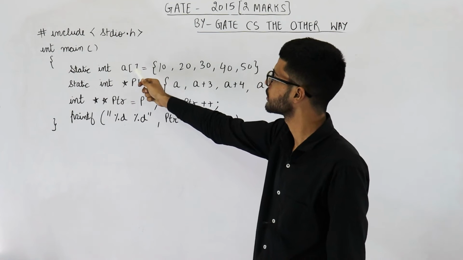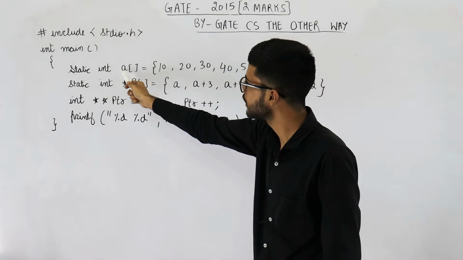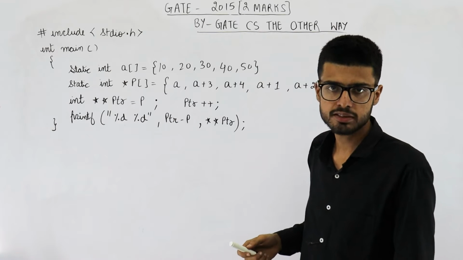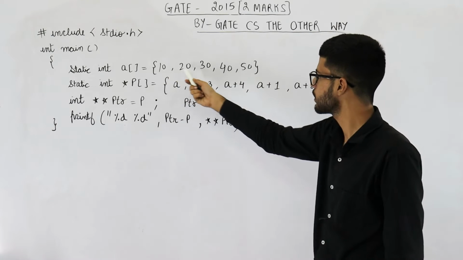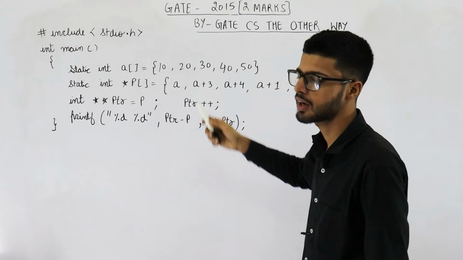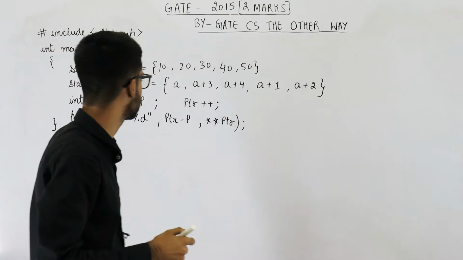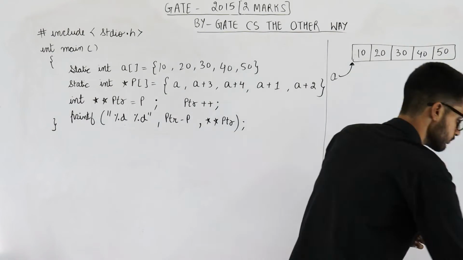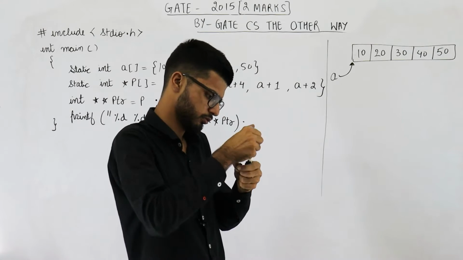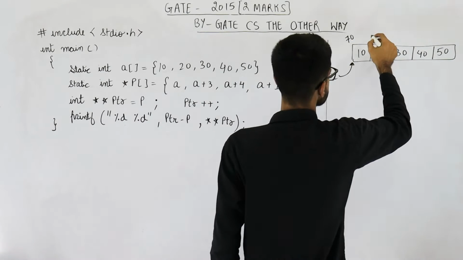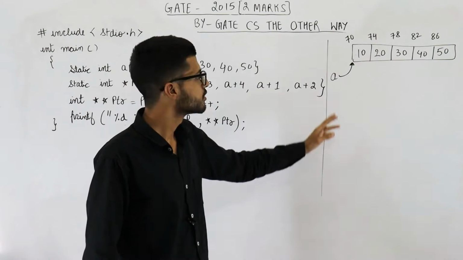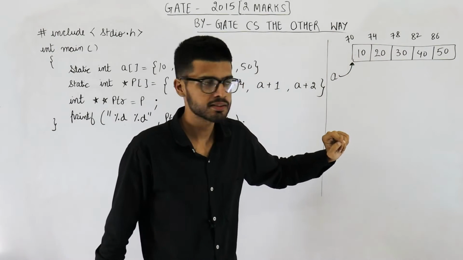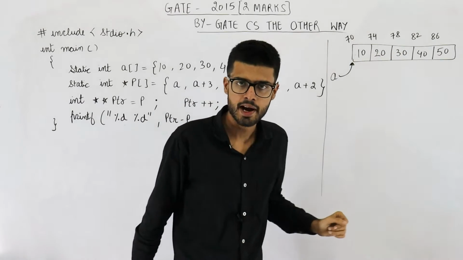First line of main function is trying to declare an array that is named A and it is an integer array. So all of the elements of this array will be integers. These are the values that are used to initialize this array. So let us draw this array A. So suppose this is the array A. So the values that are saved in this array are 10, 20, 30, 40 and 50.